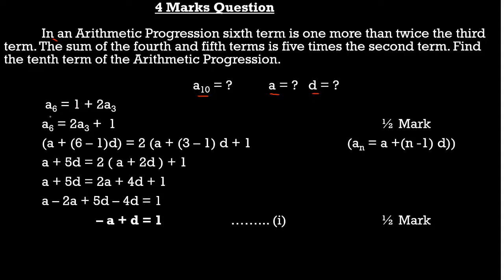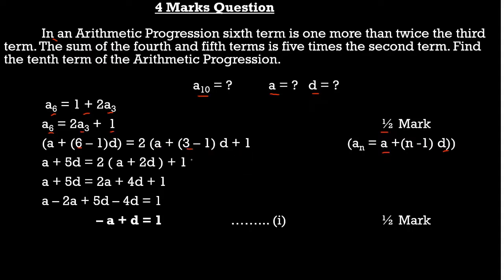Sixth term A6 is equal to 1 more than, means 1 plus, twice the third term, which is 2 into A3. We can also write this equation as A6 is equal to 2A3 plus 1. Half marks for writing this equation. Next step, we use the formula to find the nth term of an AP, which is A plus n minus 1 into D. A plus n is 6 minus 1 into D is equal to 2 into bracket A plus n is 3 minus 1 into D plus 1.